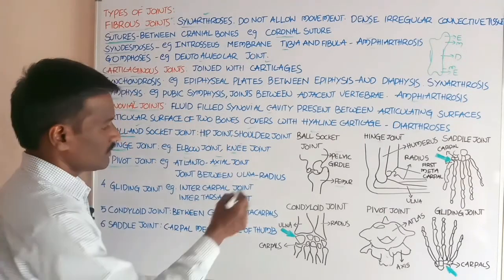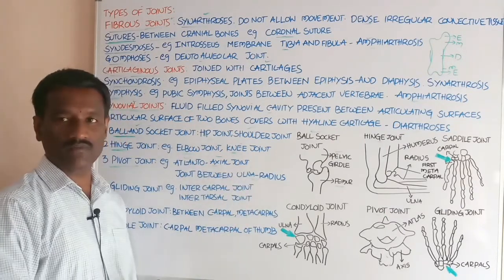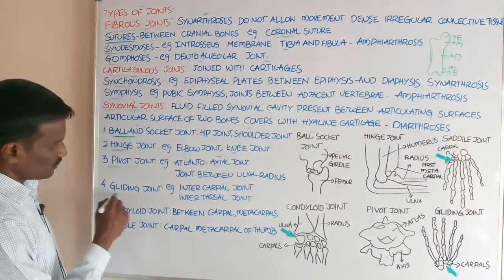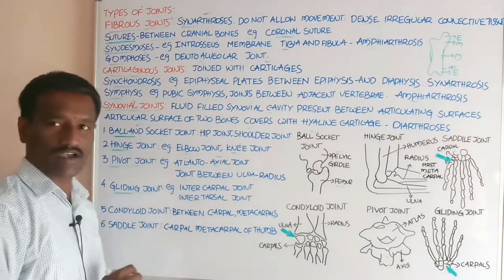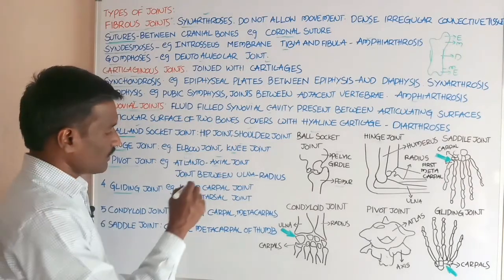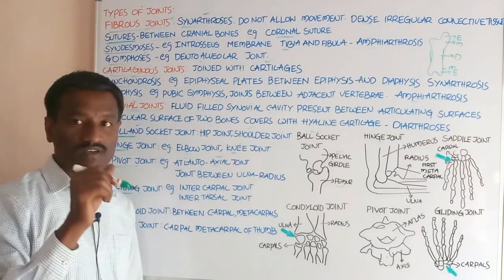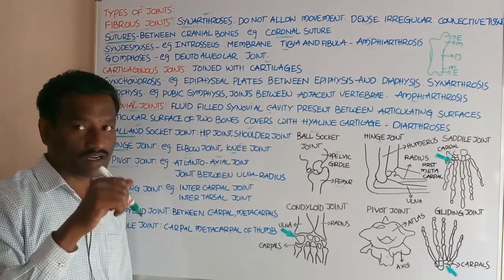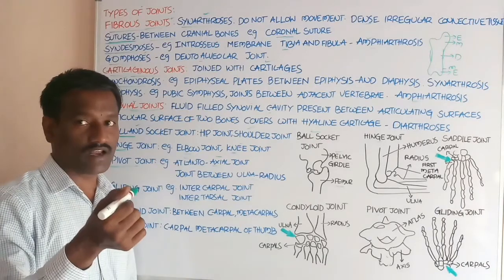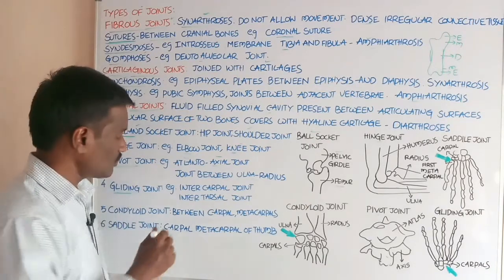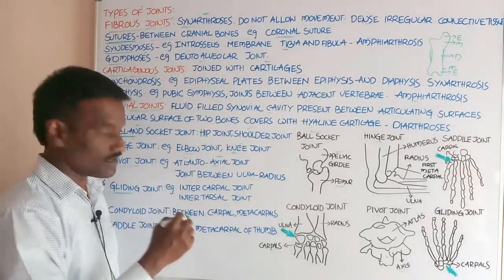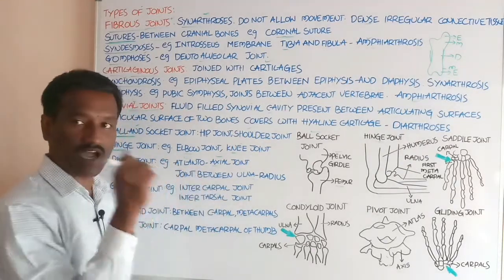Okay student, these ulnar and radius are joints. These are the bones of the forelimb. And next, the fourth one is a gliding joint. What about the gliding joint? The joint between the carpals. Carpals are the wrist bones present in the forelimb. The joint between the carpals is called the intercarpal joint.